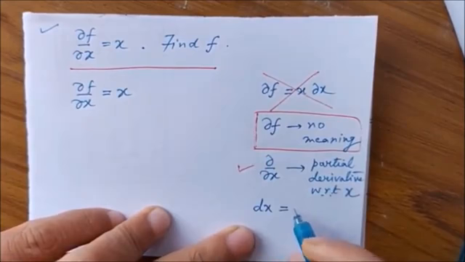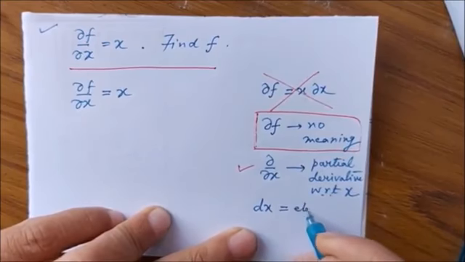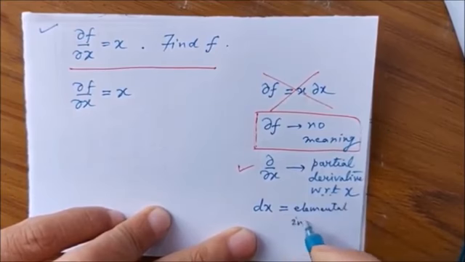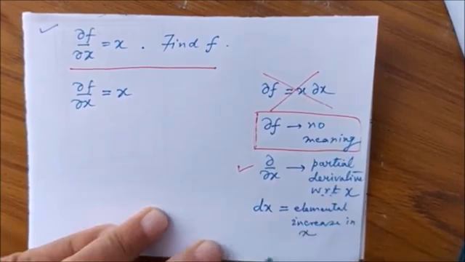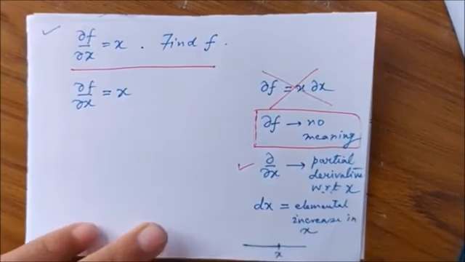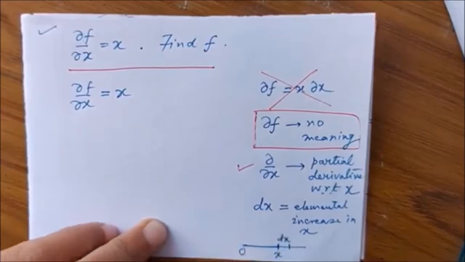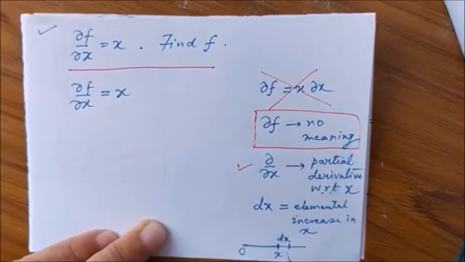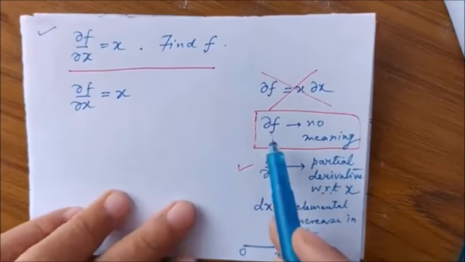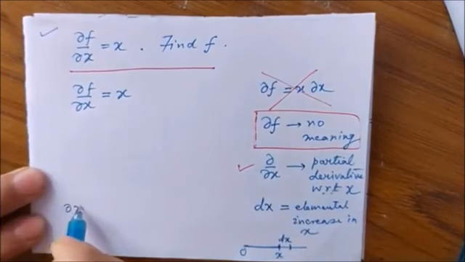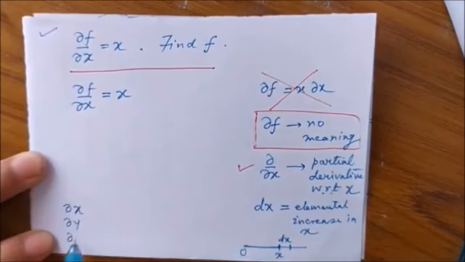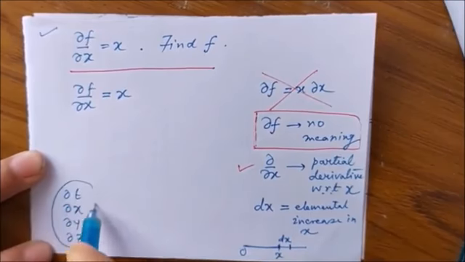dx means a small or infinitesimal increment of x, or elemental increase in x. So if this is the origin, this is x. Now if you go by a further amount which is extremely small compared to this length, then this length can be denoted by dx. So dx is a length along x which is as small as you please, and del x has no meaning, just as del f. So we should be careful that del x or del y or del z or del t have no meaning when treated individually.